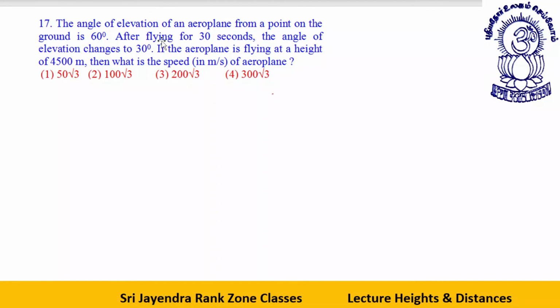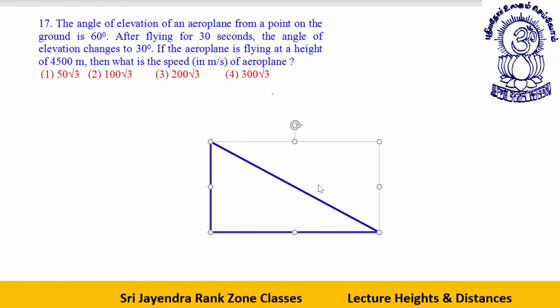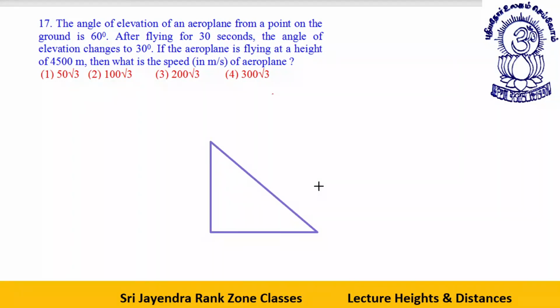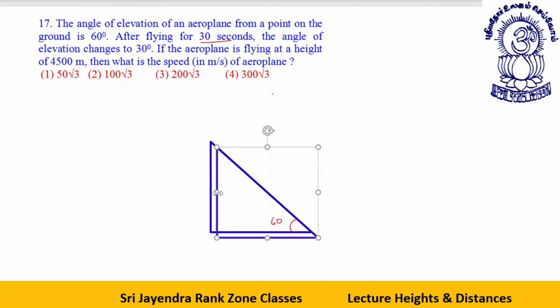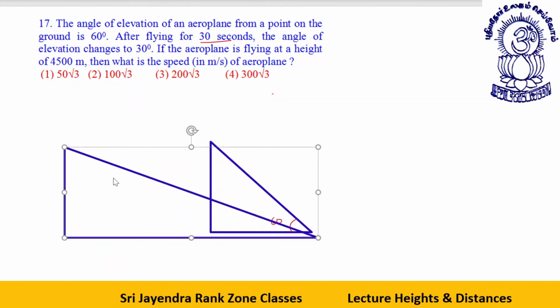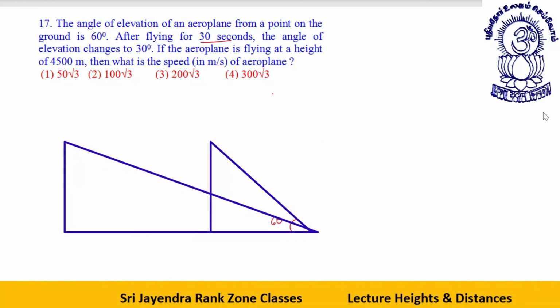We have done a similar question, although first of all, let's say this angle is 60 degrees. Initially this angle is 60 degrees. Now after flying for 30 seconds, the angle of elevation changes, this angle changes to how much? 30 degrees.